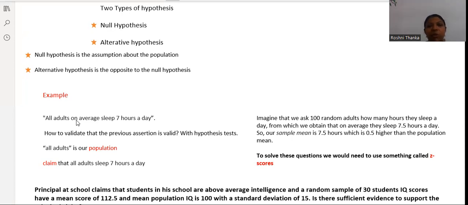It is very difficult for me to do the inference for all adults. So what will I do? I will take a sample out of these adults and apply whatever statistical analysis I want, and I will extend it to the population. And here the claim is they sleep for 7 hours. Now, what is my null hypothesis? The assumption about the population is that they sleep for 7 hours, but when you calculate, you get 7.5 hours for the sample mean. Then how will I generalize it? How will I take the decision? To take the decision, we are going to use the Z-score.